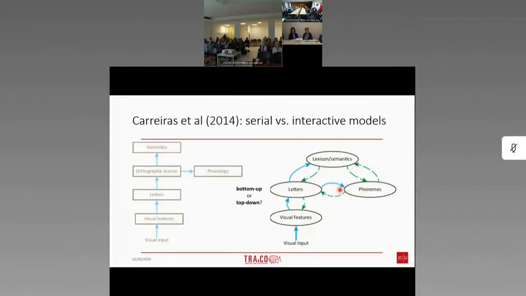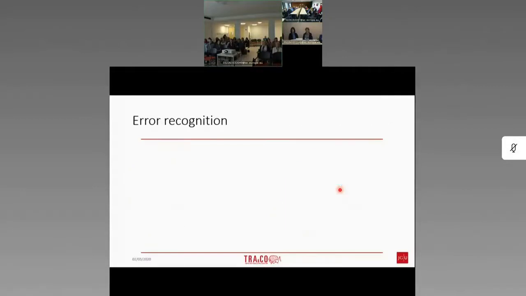So, more modern models assume that the whole thing is interactive. So, the top-level processes such as semantics and predictability and all these other high-level processes impinge on the early processes, so that it's not only a bottom-up process where you translate the visual features into letters and orthography and so on, but also a top-down process which affects the very bottom. So it's interactive. Although the discussion is still going on.